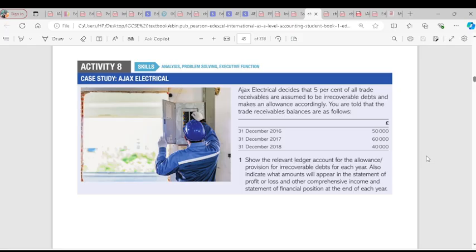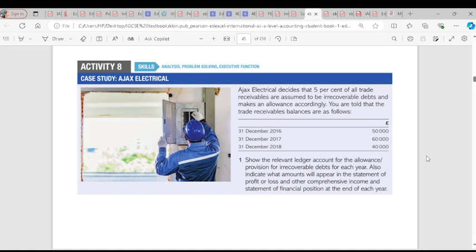Yeah, a bit confusing. Listen, this is our statement of profit or loss. We need to prepare irrecoverable debt accounts. The irrecoverable debt for 2016 is how much? I wrote it here, irrecoverable debt, 2,500. This is it, 2,500. Do you get it now? Yes.